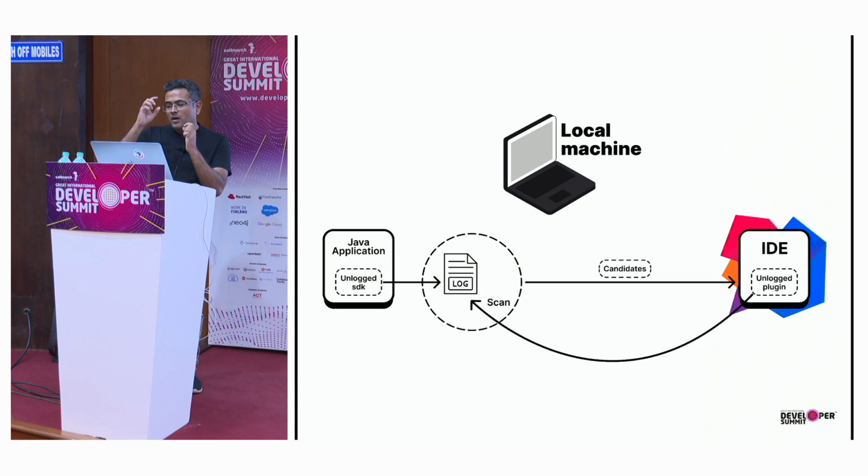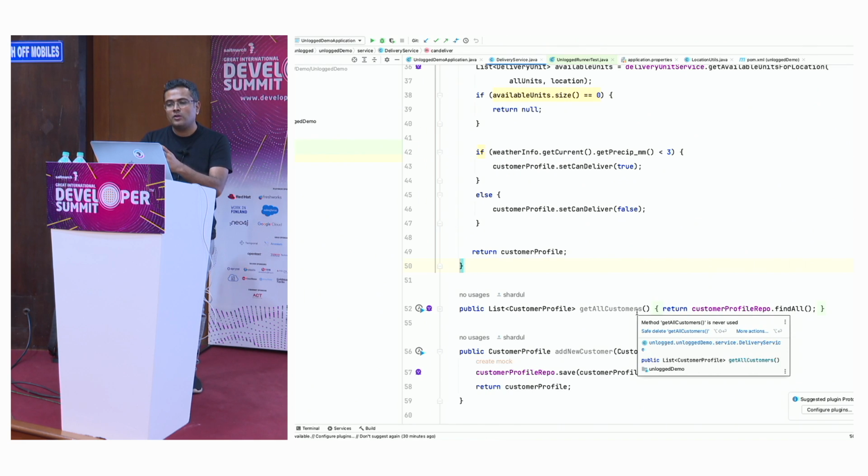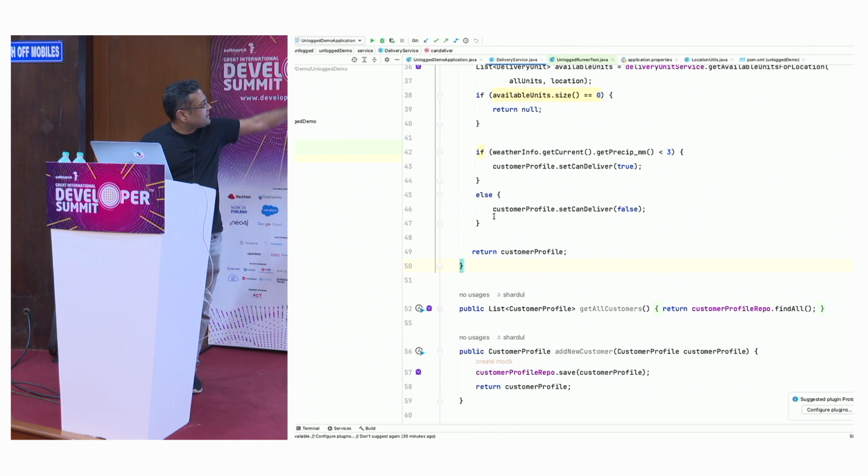Once you add the SDK to your application, the logs that are created when your application runs are scanned by the plugin. And then the plugin lets you replay what we call replay candidates, every replay candidate, when you make your code change. Right? So that's how it works. And I want to quickly switch now to the IDE. You guys can see this, right?